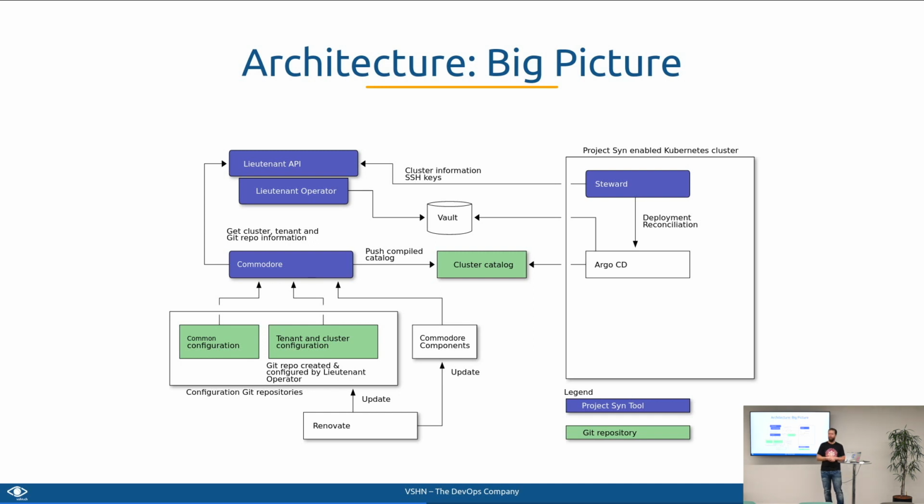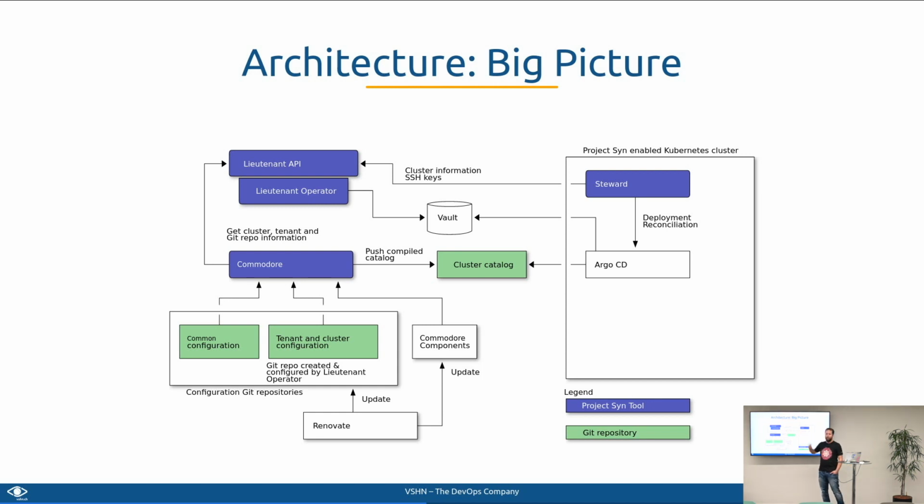On the Git repository side, we have the common configuration Git repository. This holds configuration settings for all your Kubernetes clusters which are managed by this instance of Project Syn. Then you have another Git repository which stores information per tenant. That can be, as already told, a customer, a team, or a sub-team, or whatever you want to have as a tenant. And this Git repository stores the common configuration per tenant, but can also store configuration per cluster if you need that. And as you see, we also have Renovate, watching these repositories, making merge or pull requests whenever needed to update versions. And we have these Commodore components, which are stored on GitHub and can be used by the community.